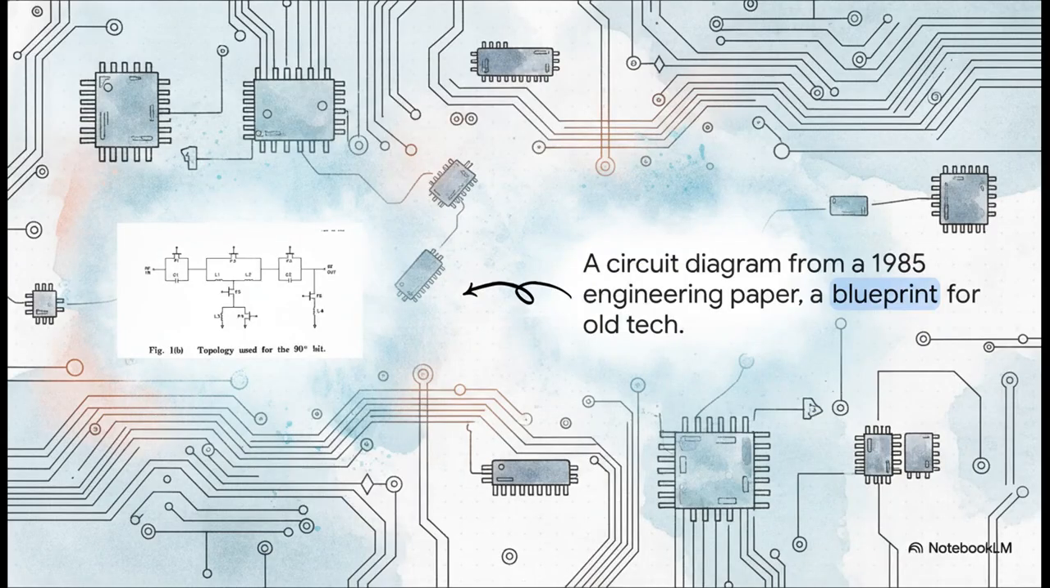All right, so this is our artifact. It's a circuit diagram from a really foundational engineering paper published all the way back in 1985. It describes a component called a monolithic 3-bit phase shifter, which was designed to work across a huge frequency range. We're talking 6 to 18 gigahertz.